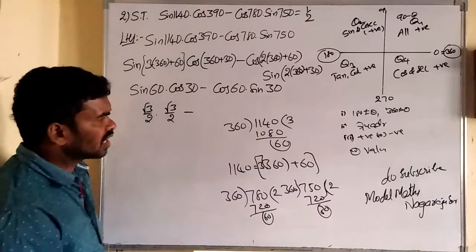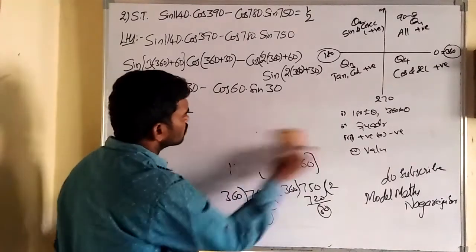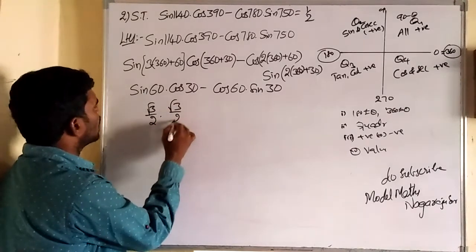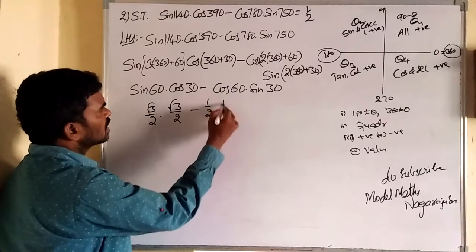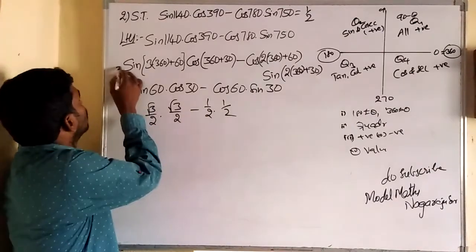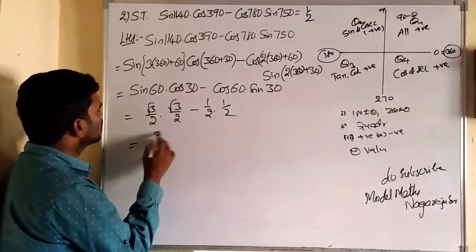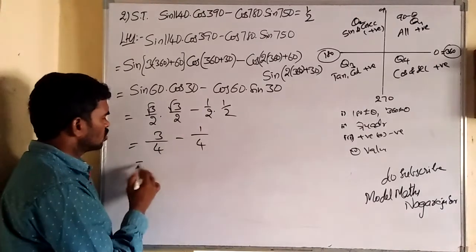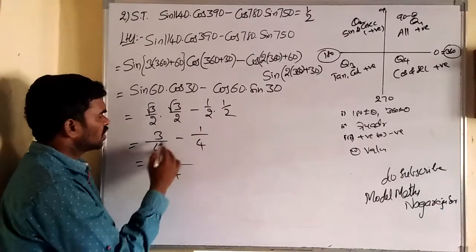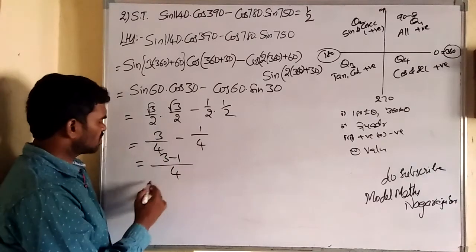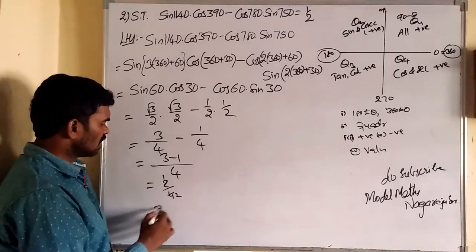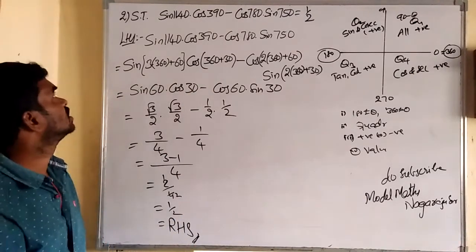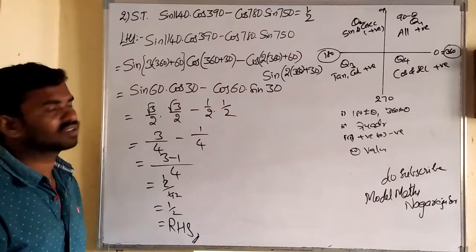And minus. Okay, now this is the rough work. I am leaving this. What is sin 60? Root 3 by 2. Cos 30, root 3 by 2. Minus cos 60 value 1 by 2. Sin 30 value 1 by 2. So now it is equal to root 3 into root 3 is 3 by 2 into 2 is 4, and minus 1 into 1, 1 by 2 into 2 is 4. In subtraction the denominators are the same, so you can subtract the numerators. 3 minus 1 means 2 by 4, which is 1 by 2. What is the answer? 1 by 2. Got it, RHS? Yes, very good. Hence proved. So in this way we can solve the second question.